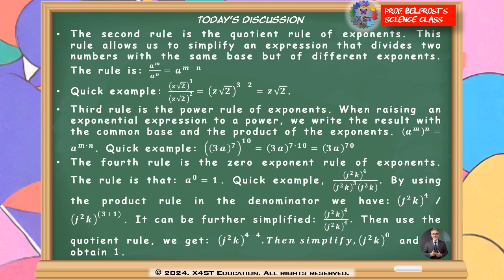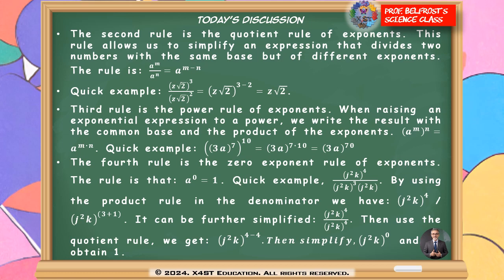The fourth rule is the zero exponent rule. The rule is that a to the 0 equals 1. Always, a to the 0 equals 1. A can be a constant, a variable, or an expression, and this always results in 1.